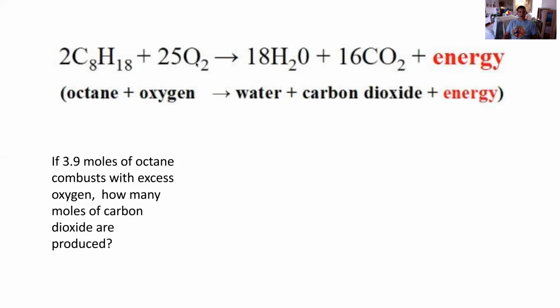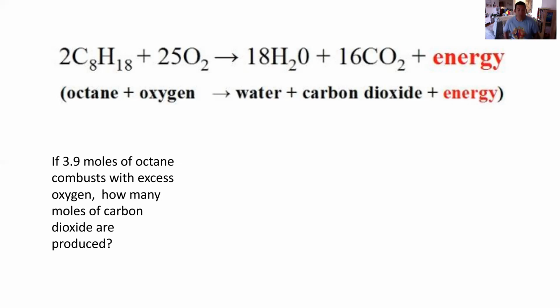2C8H18 plus 25O2 yields 18H2O plus 16CO2 plus energy. All right. This is octane plus oxygen yielding water plus carbon dioxide. Octane, as some of you will remember, is the main chemical in gasoline. All right. So I know for myself, I'm not driving to work much, so I'm not combusting as much octane as I used to. But this is the reaction that lets the school buses take us to school whenever we're able to go back.